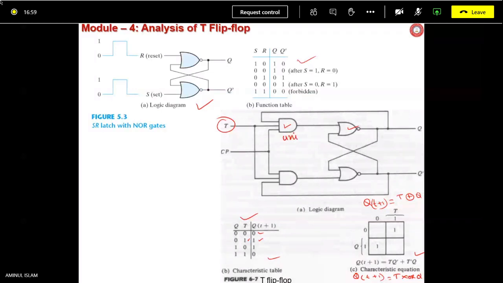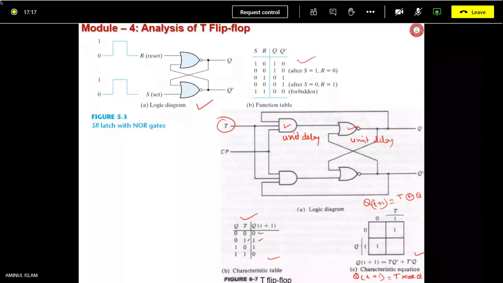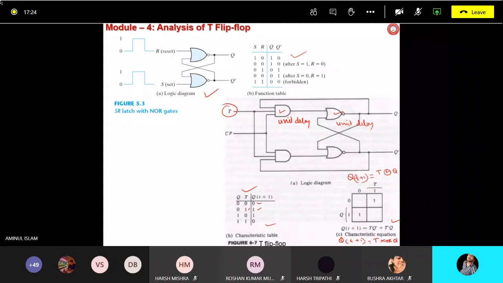are you able to hear me? Unit delay. Per gate, here also unit delay. Unit delay is there. Then 2 delay will be required for these 2 gates in a JK flip flop. Okay. Are you understanding? Yes, sir. Yes, sir.